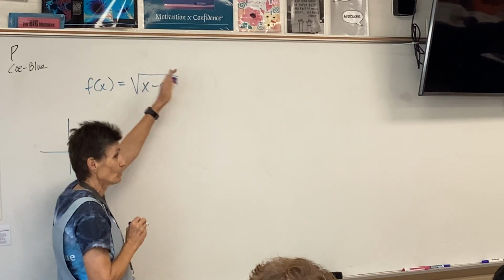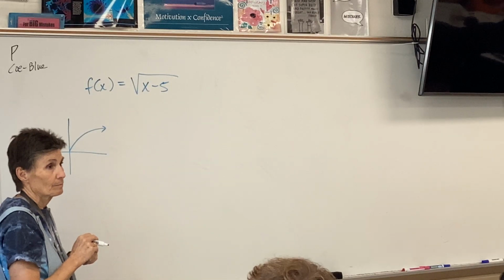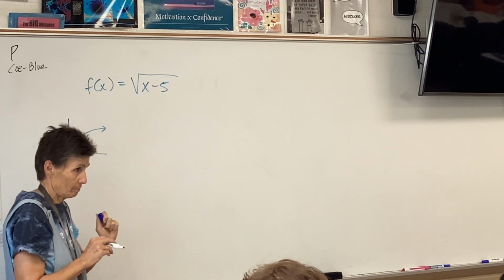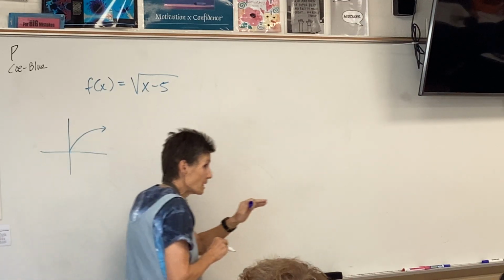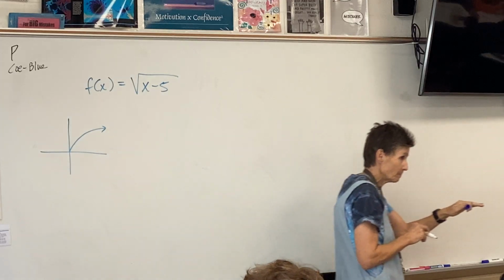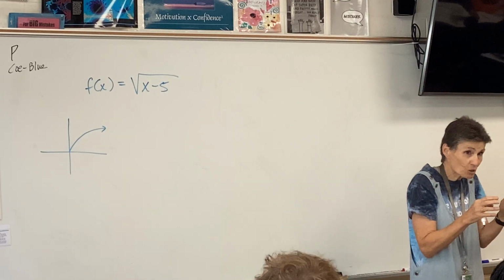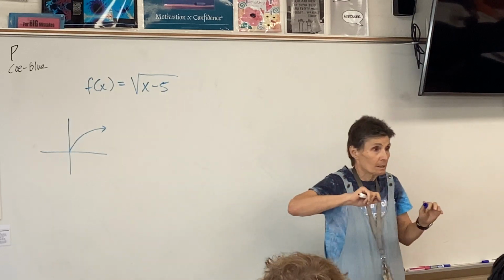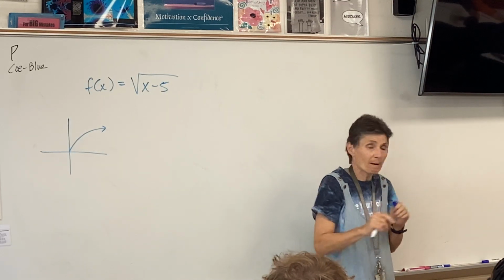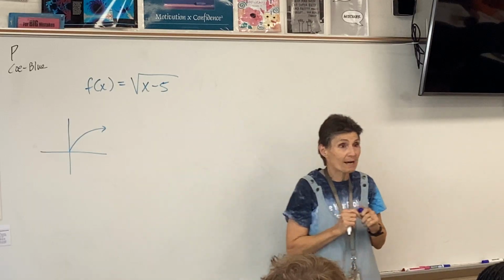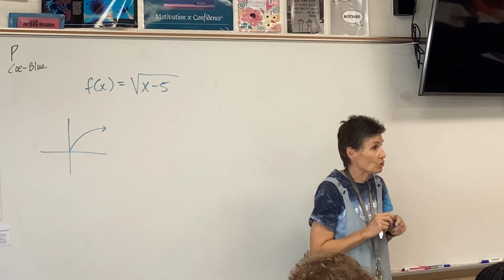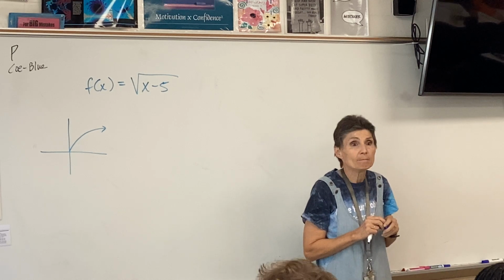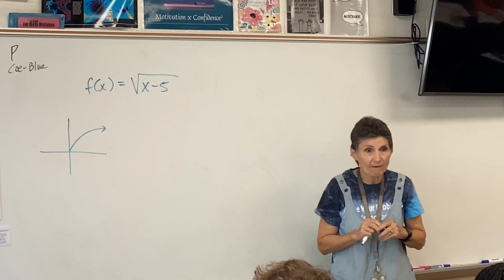This is a square root problem. Now, what does that 5 do? Anytime you put a number into the problem, it's going to change the original picture somehow. Does anybody happen to remember how a -5 would change that picture? No one? Would it move to the right 5? It moves it to the right 5.